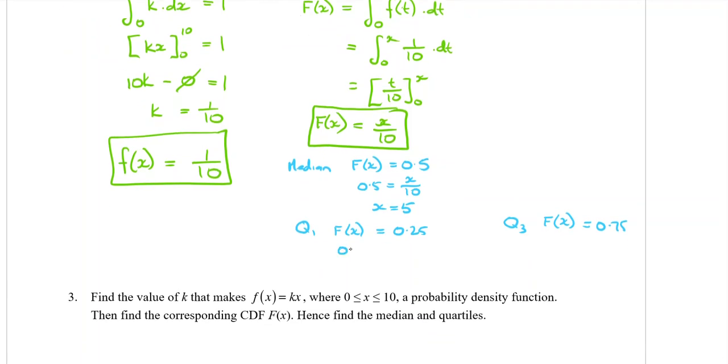So it will be 0.25 equals x/10, so x will be equal to 2.5. And 0.75 equals x/10, which means that x is 7.5. Okay. We're out with that. Moving on. We've got a lot to get through.